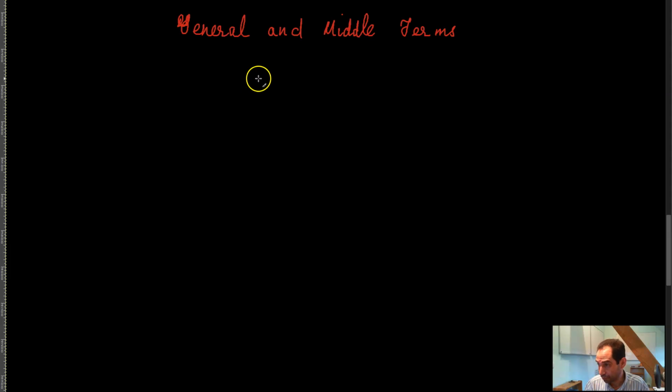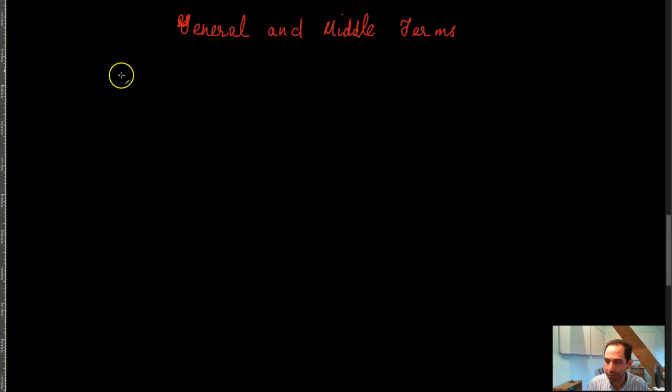Okay, so the next thing that we have to discuss here is the general and middle terms of the expansion of a binomial. So you have the general and middle terms. And so there are a few points that need to be noted here.